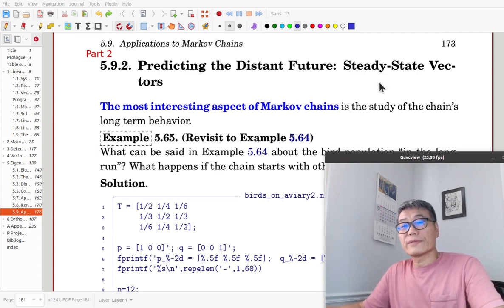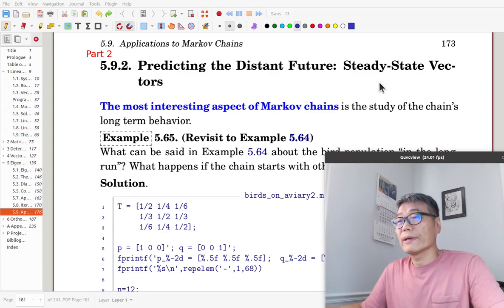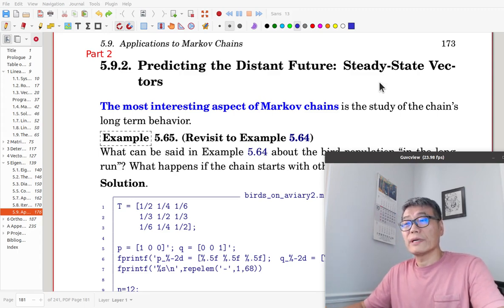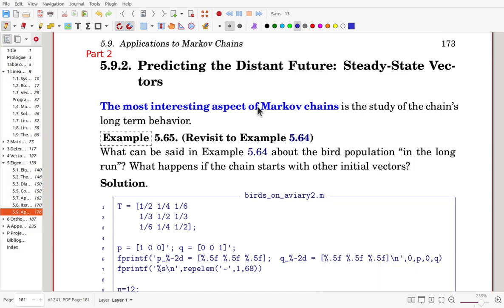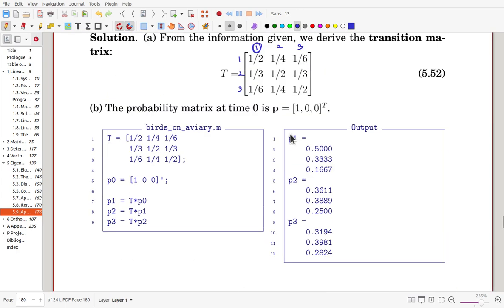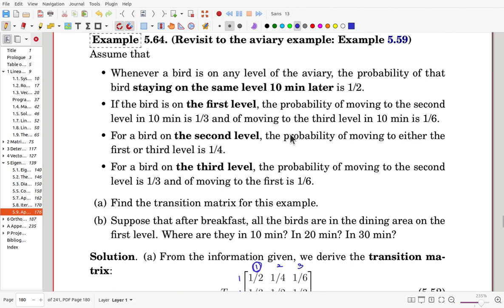In this part of section 5.9, we'll consider steady-state vectors of stochastic matrices. The most interesting aspect of Markov chains is the study of the chain's long-term behavior. We consider the aviary example. Let's go back to the example.